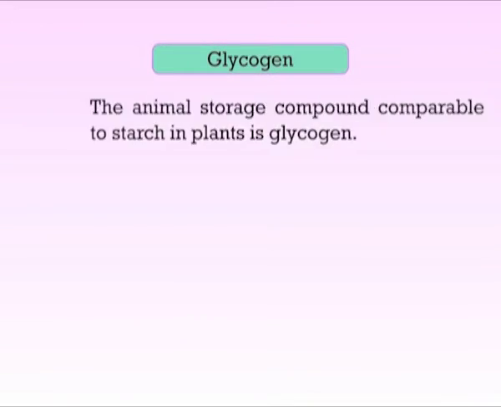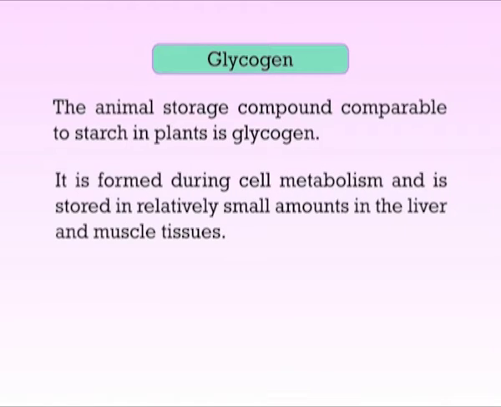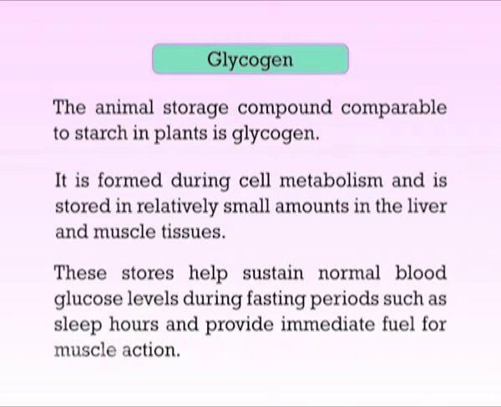Glycogen. The animal storage compound comparable to starch in plants is glycogen. It is formed during cell metabolism and is stored in a relatively small amount in the liver and muscle tissues. This storage helps sustain normal blood glucose level during fasting periods such as sleep hours and provides immediate fuel for muscle action.